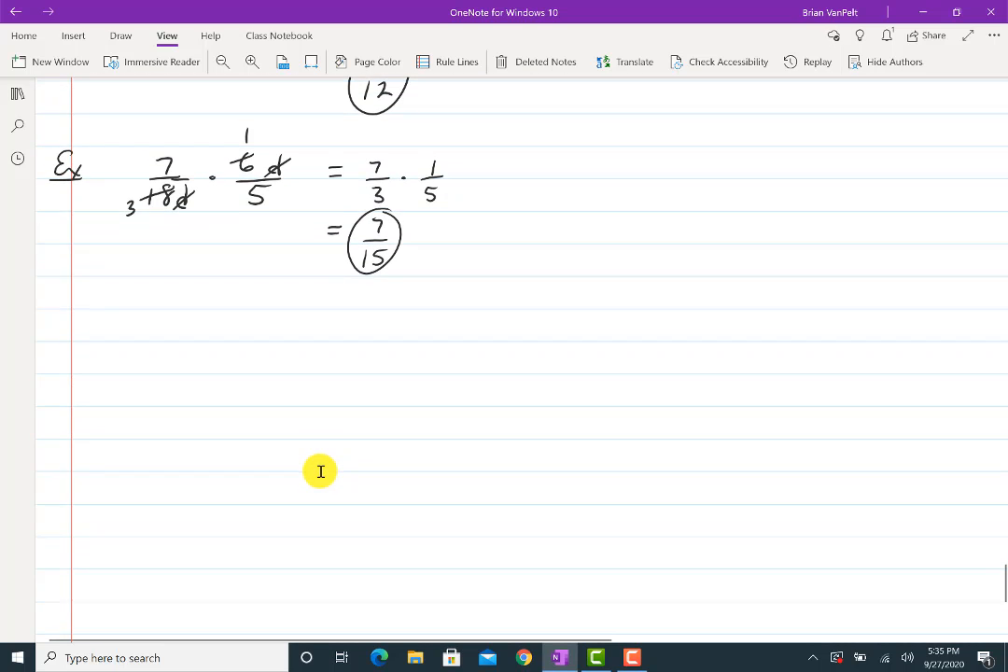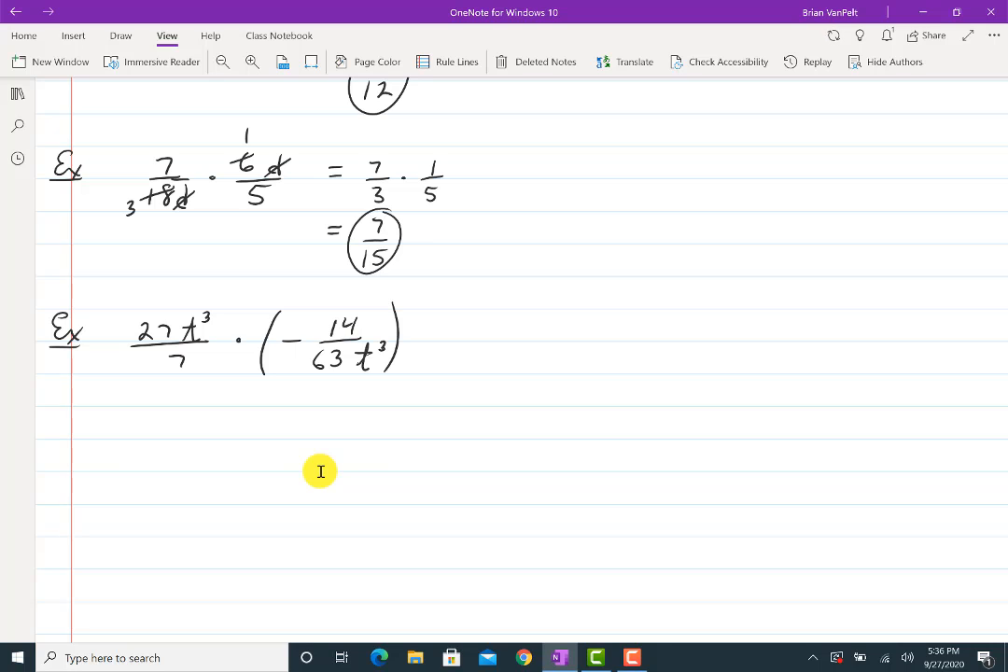Let's do another example. Here I'm going to have 27 t cubed over 7 times negative 14 over 63, well, t cubed. Just because it's looking at me so obviously, I'm going to wipe out the t cubes immediately. They're gone. Now I'll consider the rest of things.